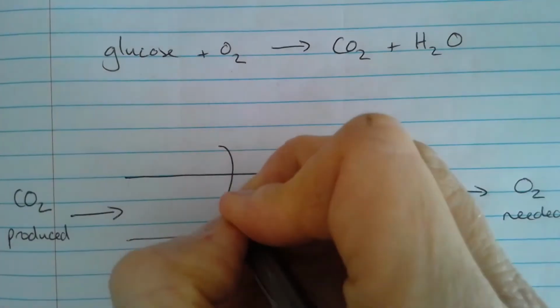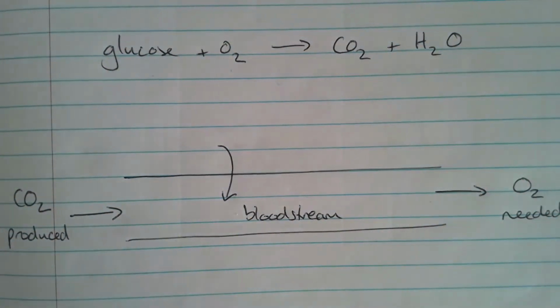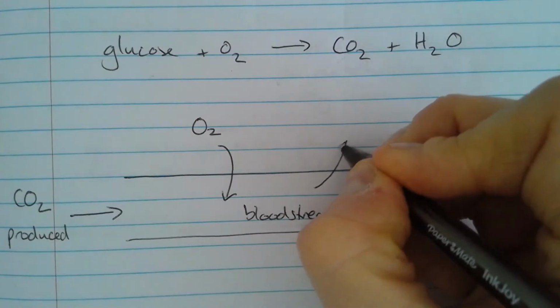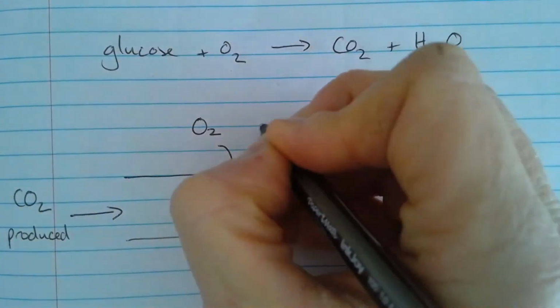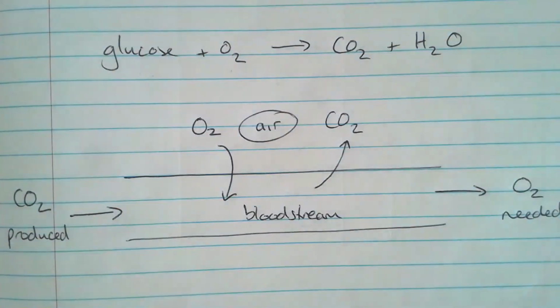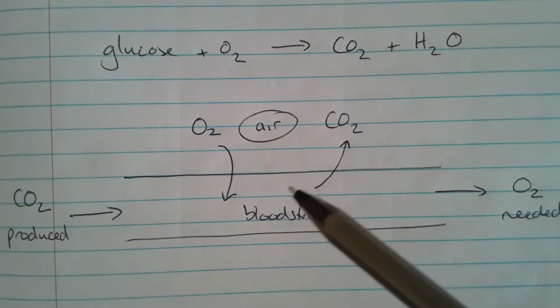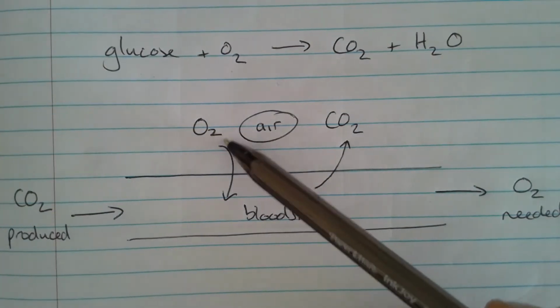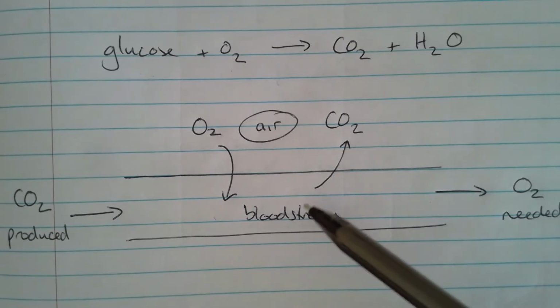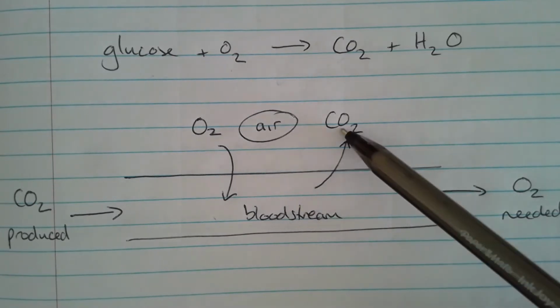The atmosphere contains about 20% oxygen. So oxygen is going to come out, and then into the air we're going to release carbon dioxide. So the gas exchange system is needed to get oxygen into the bloodstream and to get carbon dioxide out of the bloodstream into the air.